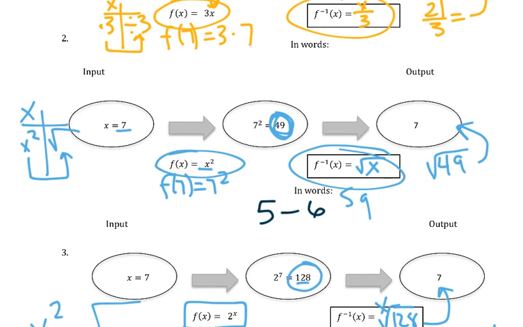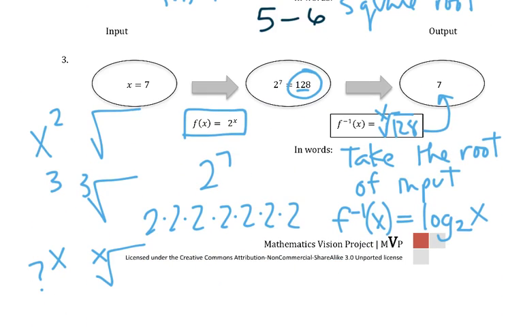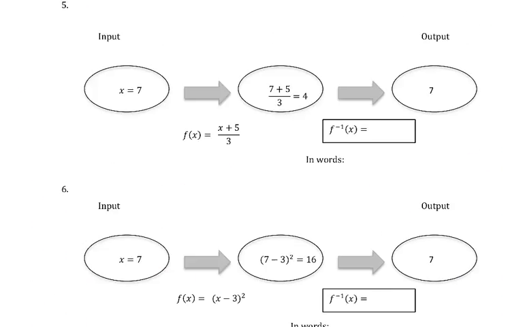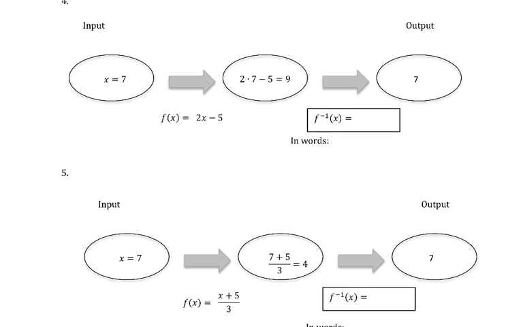This one, in words, we take the square root. In words, we divide by 3. Sorry, I forgot about those. Anyway, let's jump to the next one. So we said 4 and 5 as well.